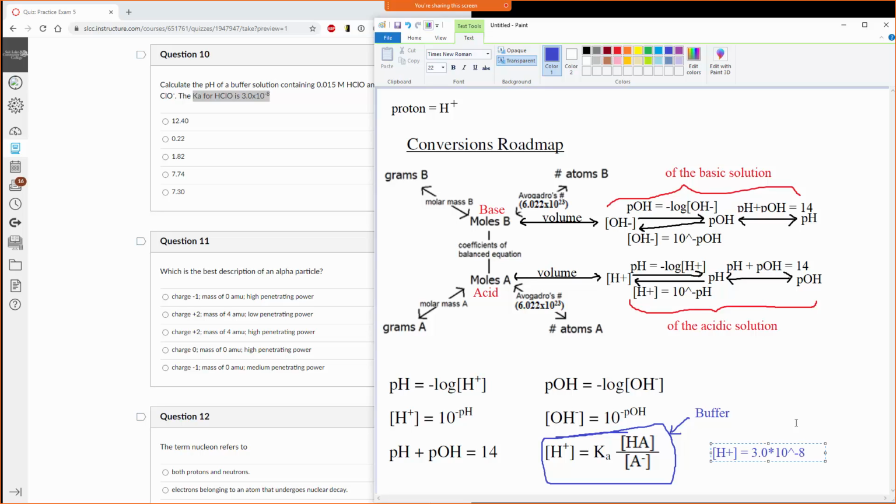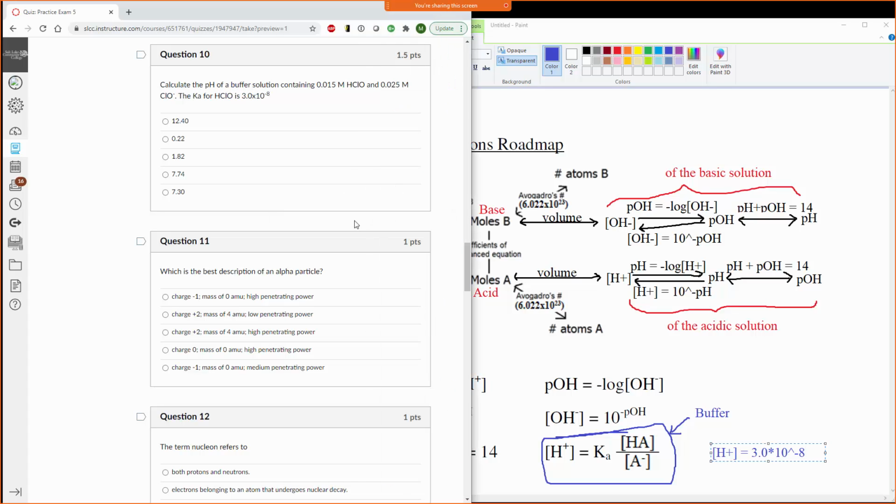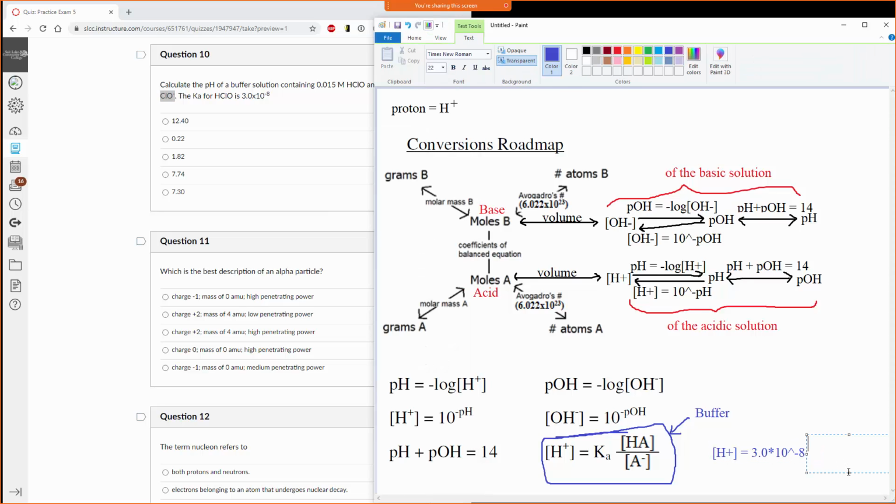Then I do have to figure out which of these is the HA and which of these is the A minus. So you guys tell me, how do you know which is the HA, which is the A minus? Perfect. This is the HA because it has an extra H, right? It's the acid. And this is the A minus because it doesn't have the H and it's got a negative charge, right? Or it has one less H and it has one lower charge. That's how you're going to remember that.